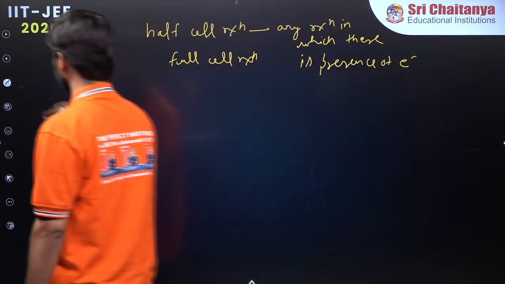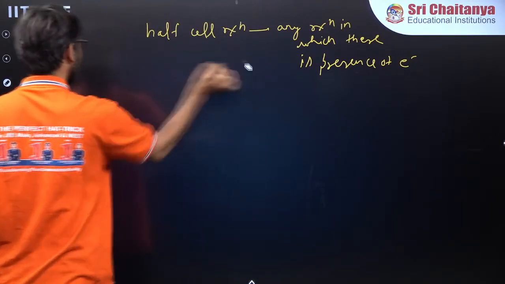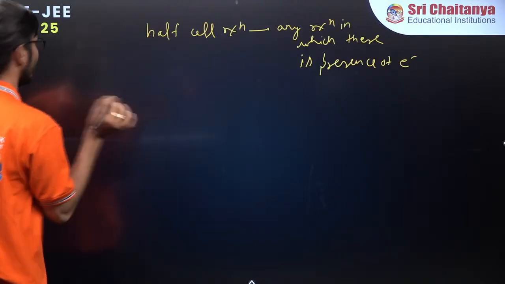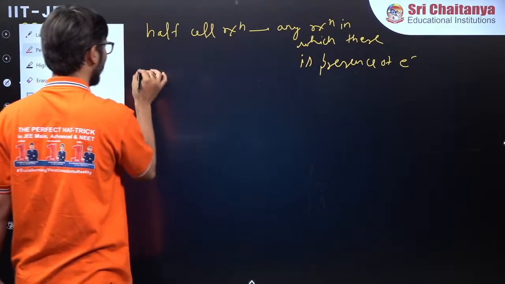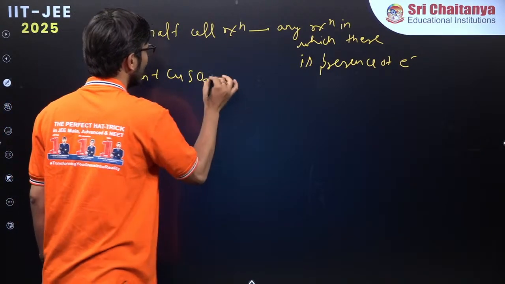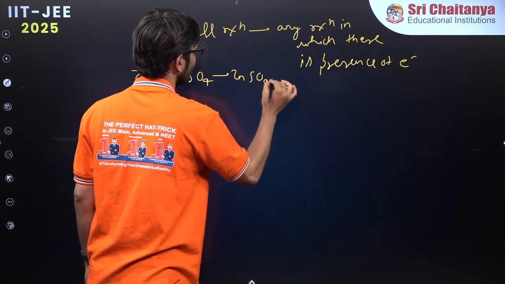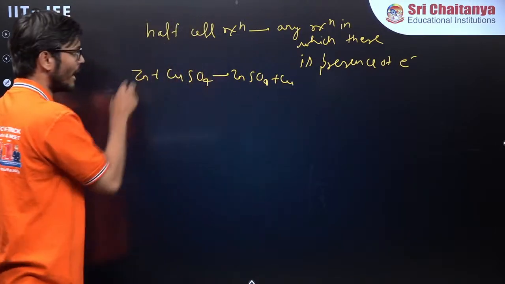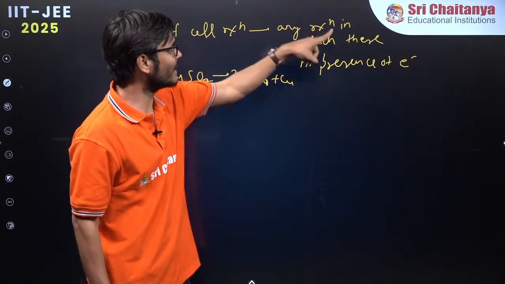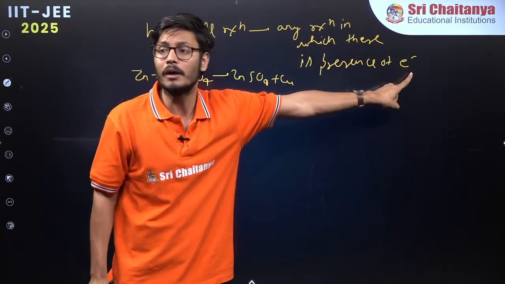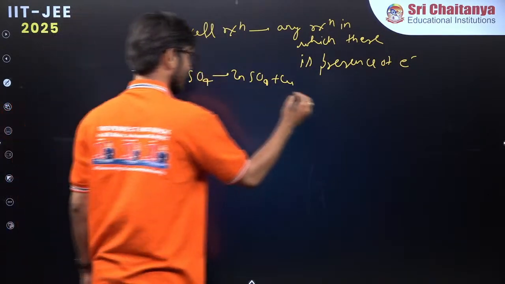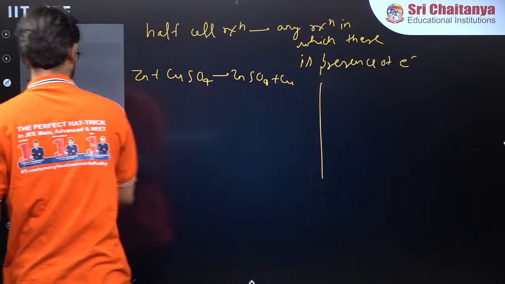For example, I'll take the same example. Let me take this example, beta ji. Zinc plus copper sulfate giving ZnSO4 plus copper. In this one, we don't have electron, right? Now the definition says that half cell reaction is that reaction in which there is presence of electron. So this is not a half cell reaction. This is actually a full cell reaction.